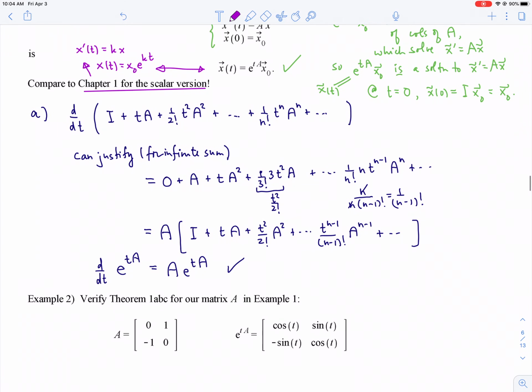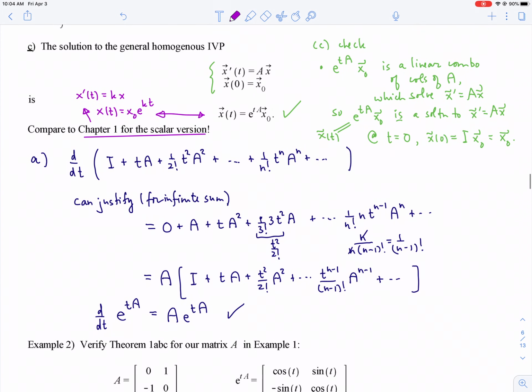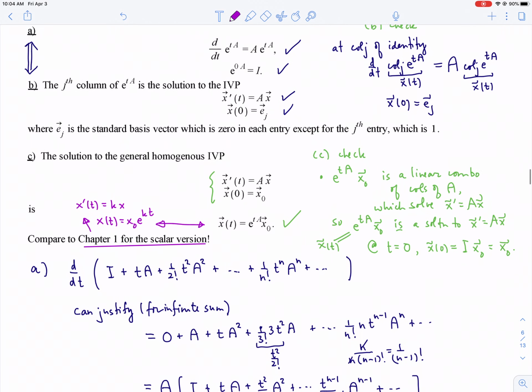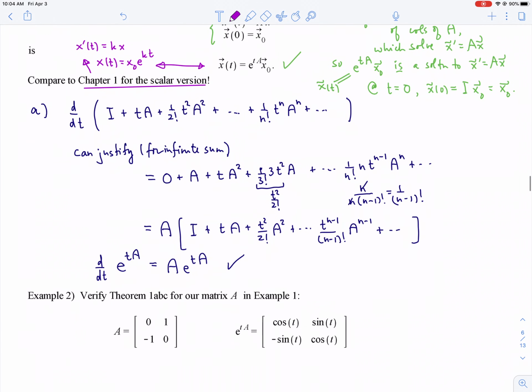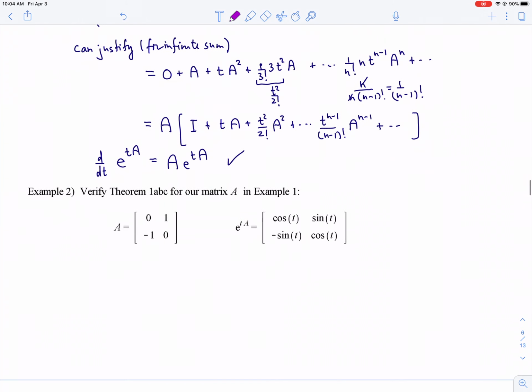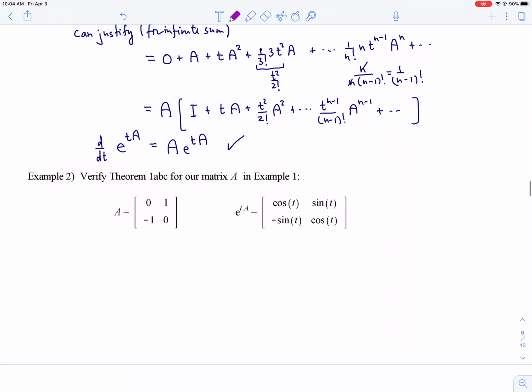Okay, so let's see. For the running example, since A and B are equivalent, let's just check B, and then let's not bother with C. So the first order system was x prime equals A x, and so that's x1 prime, x2 prime equals A times x1, x2, where the first entry is just x2, and the second entry is minus x1.